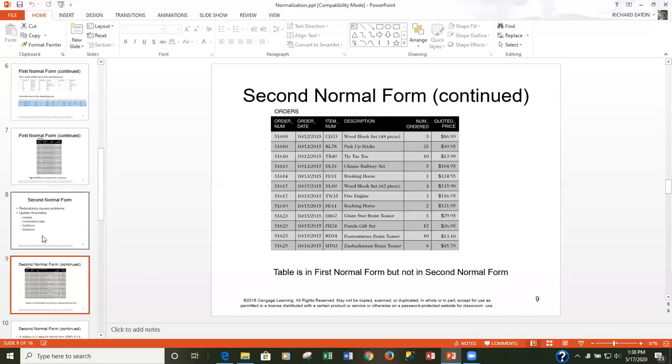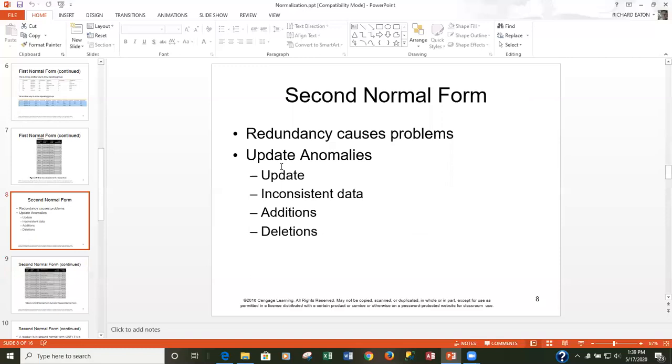And what would happen if we ended up saying we want to delete this record here, this woodblock set? And it's the only record that has a woodblock set on it. This is not ordered anyplace else. It's just here. We still have a valid woodblock set to sell, but we deleted this particular order. Now we had no reference to a woodblock set anyplace. So we have all kinds of problems with this particular structure: redundancy problems, update problems, inconsistency problems, additions and delete problems.